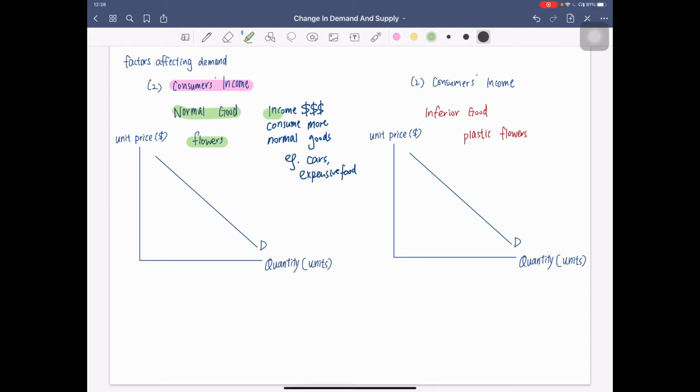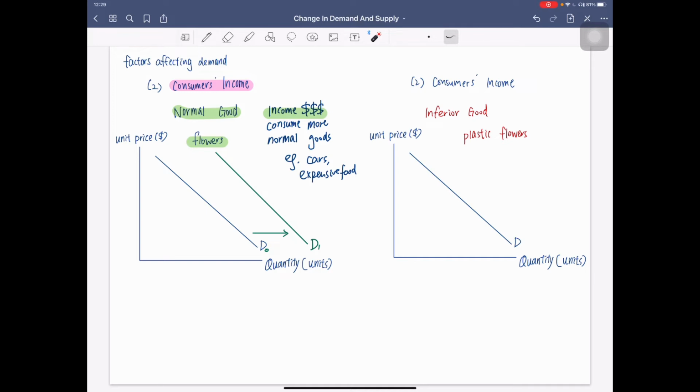So when the income increases, the consumers are going to consume more normal goods. So it caused the whole demand curve to shift to the right. And we know that this shift of the demand curve, the increase in demand, is because the income of consumers increases.